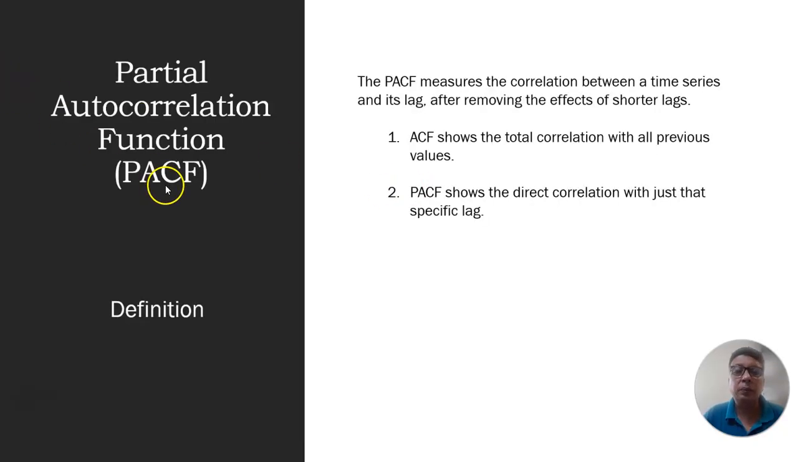Partial autocorrelation function, PACF definition: the PACF measures the correlation between a time series and its lag after removing the effects of shorter lags. So here the partial correlation is used, but I am not very clear about the formula of PACF. ACF shows the total correlation with all previous values. PACF shows direct correlation with just that specific lag: the correlation between xt and xt minus k, ignoring the effect of other values at different time points.